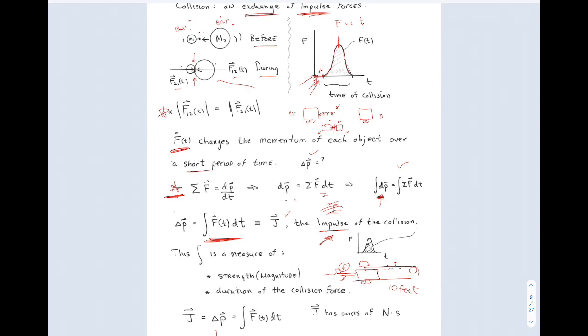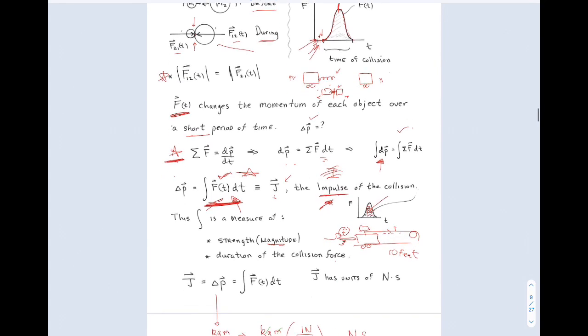All right. So you look at this integral, this concept of impulse. This integral is a measure of two things. It's a measurement of how big the force is, there's your force, and the duration of that collision force. The other thing is this integral is also the area under the curve. So the area under a curve of the collision force versus time represents the impulse.